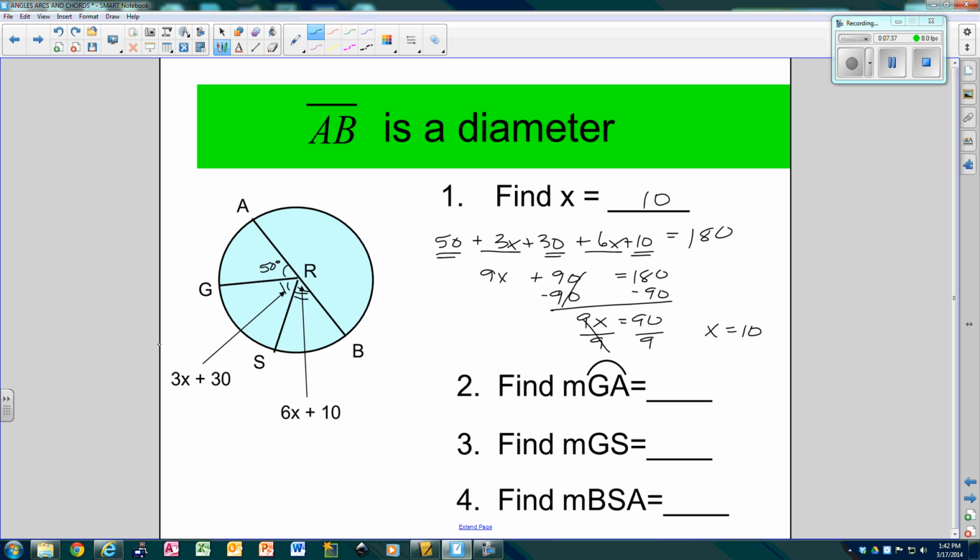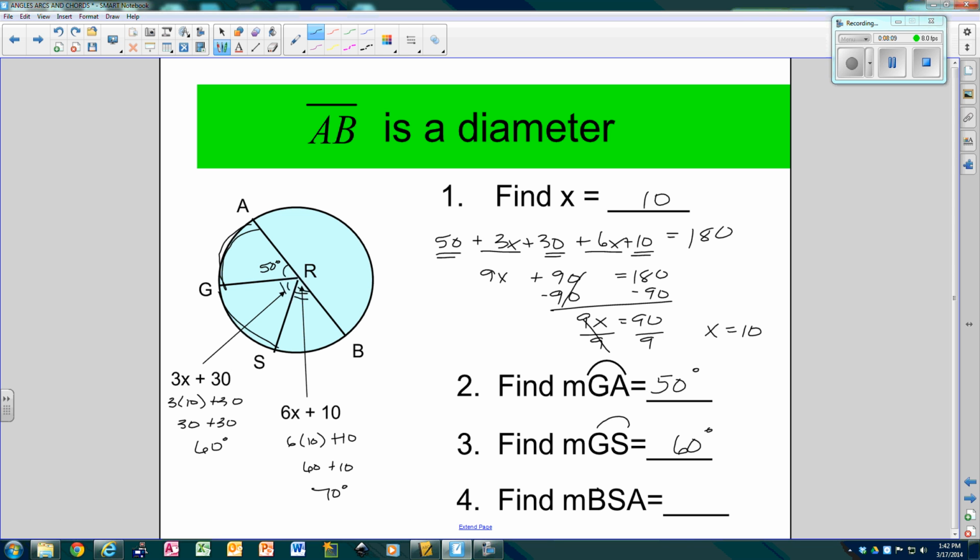So if x is 10, I can plug it in. 3 times 10 plus 30, so that's 30 plus 30, which is 60 degrees. This would be 6 times 10 plus 10, so that's 60 plus 10, so this one is 70 degrees. So the arc GA, this arc here, is 50 because it's the same as the central angle. The measure of arc GS would be this piece here, which is 60 degrees.